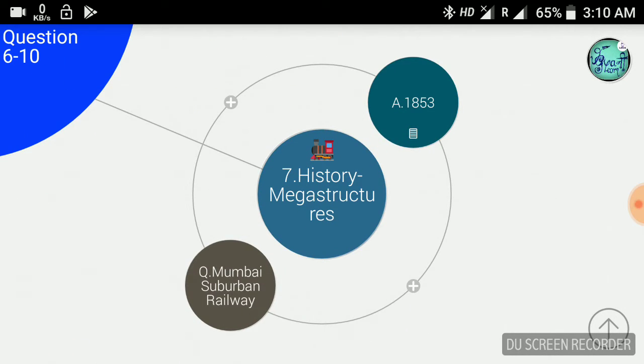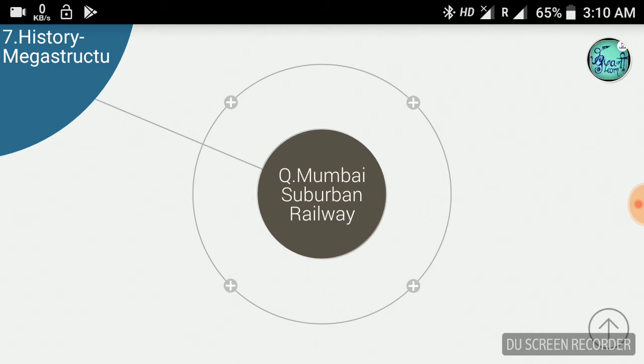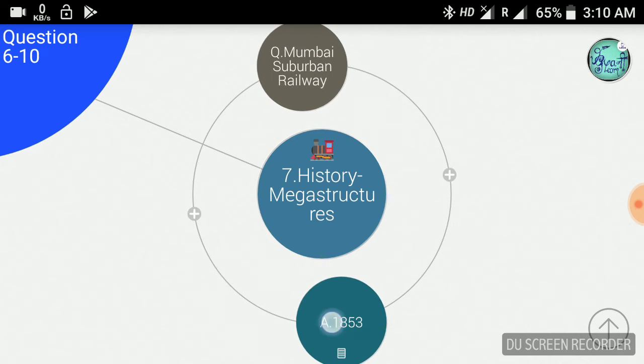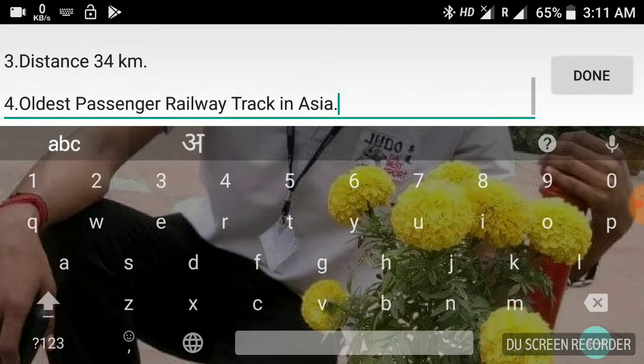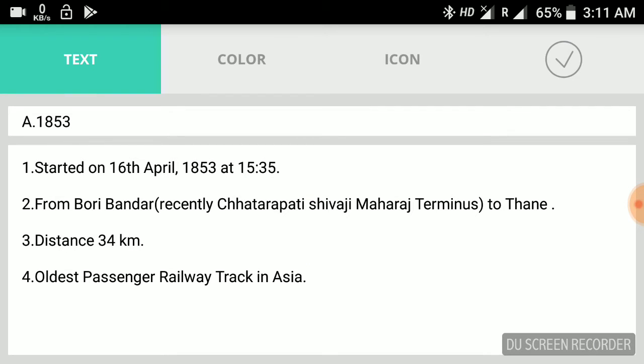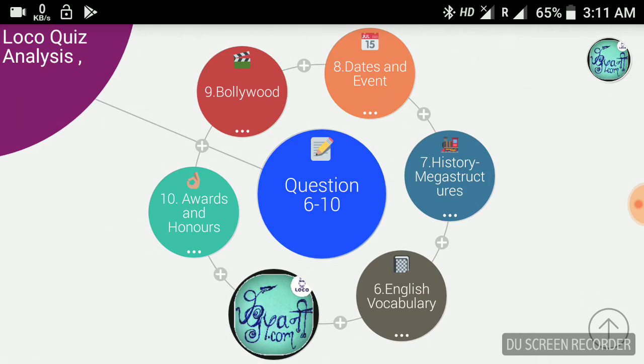Next one is also coming from history, but it's from mega structures. They ask: when did the Mumbai suburban railway start? So the answer is 1853. Some facts: it started on 16 April 1853 at 3:35 p.m. from Bori Bandar, which is now Chhatrapati Shivaji Maharaj Terminus, to Thane, and the distance covered was 34 kilometers. I must say it is the oldest passenger railway track in Asia, built by the British. So this is the question from history megastructure.